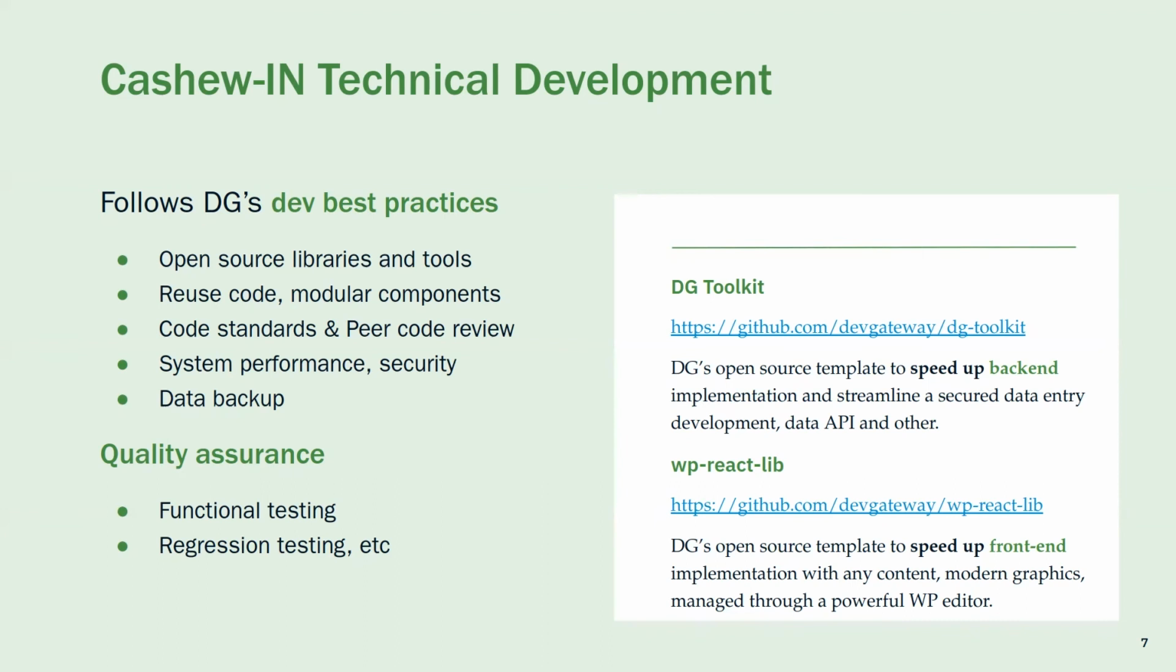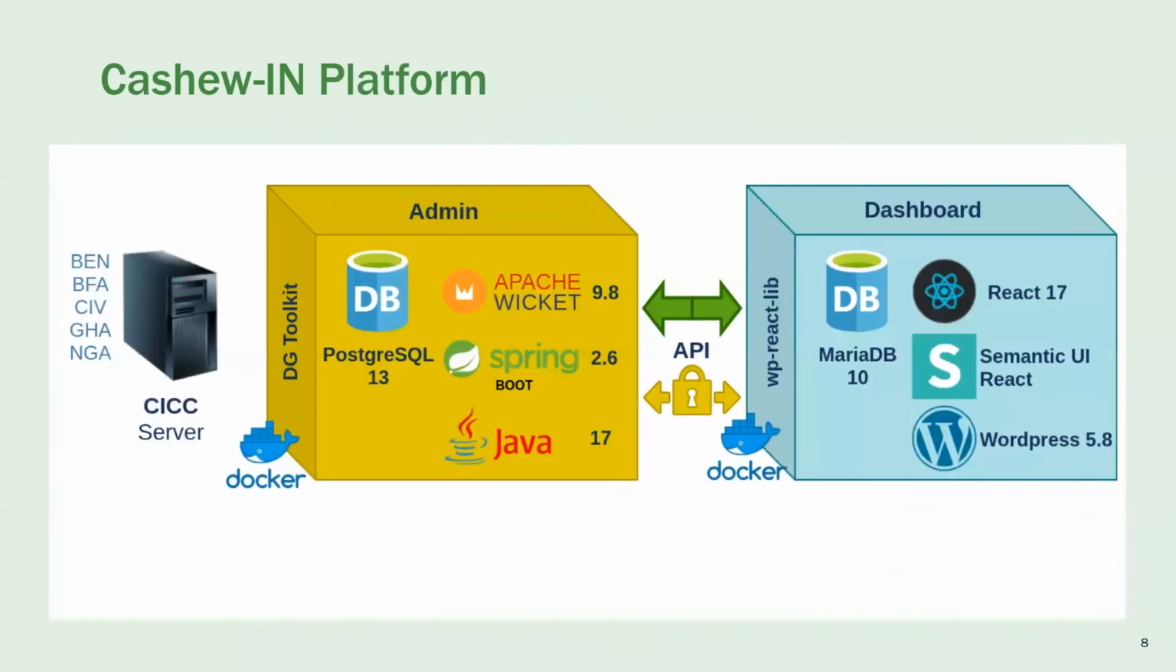The DG templates that we've reused in Cashew-IN are the DG Toolkit, a boilerplate code for the backend and data entry, and WP React Lib, a boilerplate code for rich dashboards with charts, maps, static content, etc., that rely on a powerful WordPress editor. At a high-level technical perspective, the platform consists of 2 separate applications running in Docker containers for replicating the setup easily.